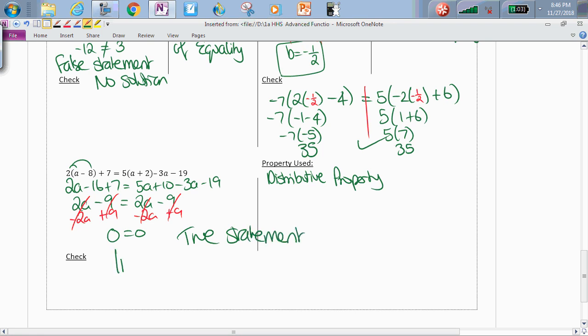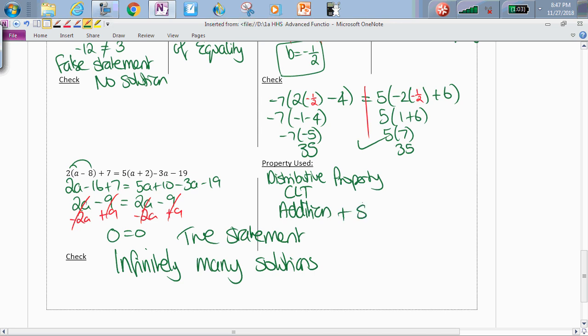which means there's infinitely many solutions. And we did the combine like terms, and then the addition and subtraction property of equality.